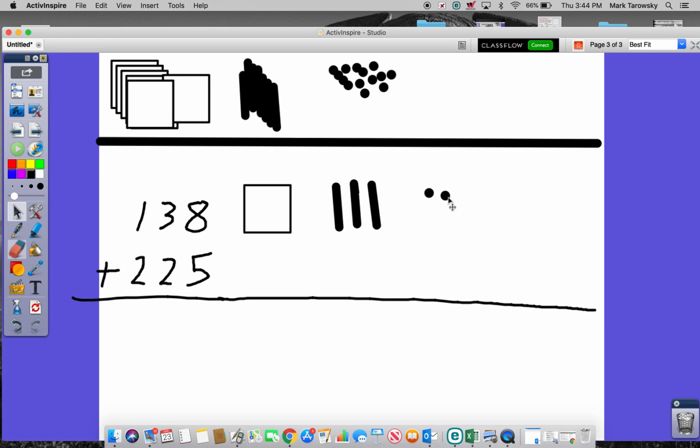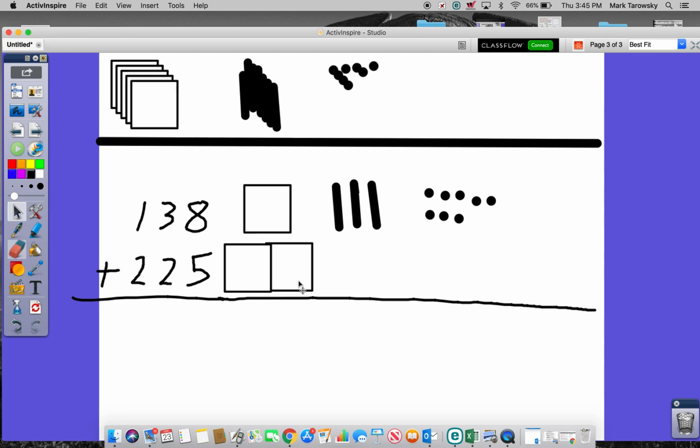1, 2, 3, 4, 5, 6, 7, 8. So we have 138, and then we need 225. So I'm going to get my 200s there. We've got two groups of 10, so 10, 20, and then 5 ones. 1, 2, 3, whoops, sorry, 4, and 5.